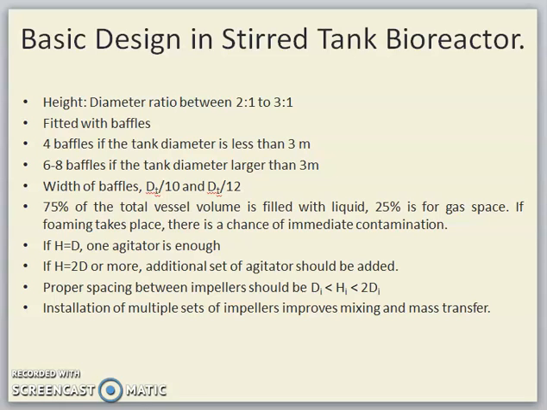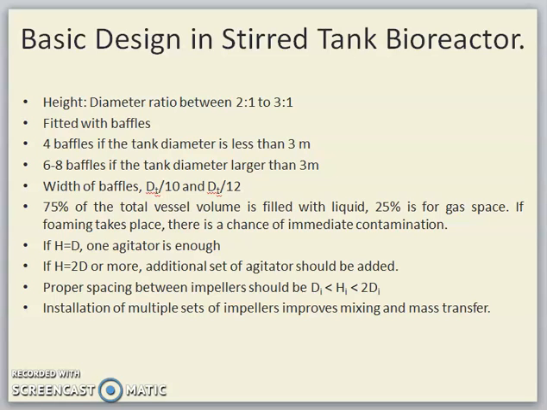Okay, if the height is equivalent to the diameter, only one agitator is required to be installed. But if the height is equal to 2 times the diameter or more, then an additional set of agitators should be added. The agitators installed will be based on the volume of the bioreactor itself, the volume of the liquid that will be filled in the vessel.